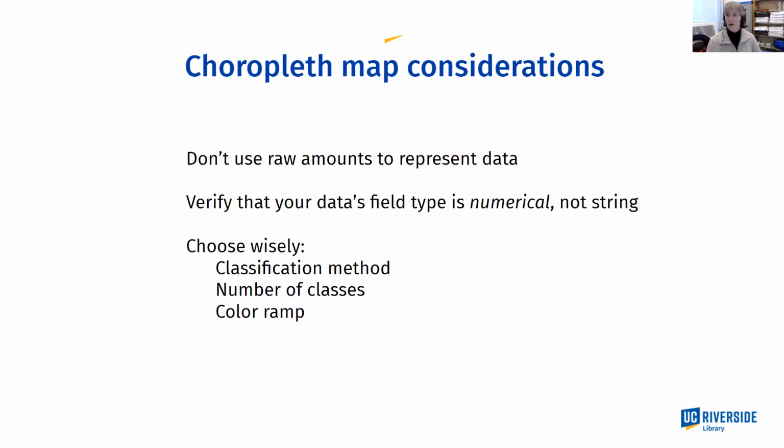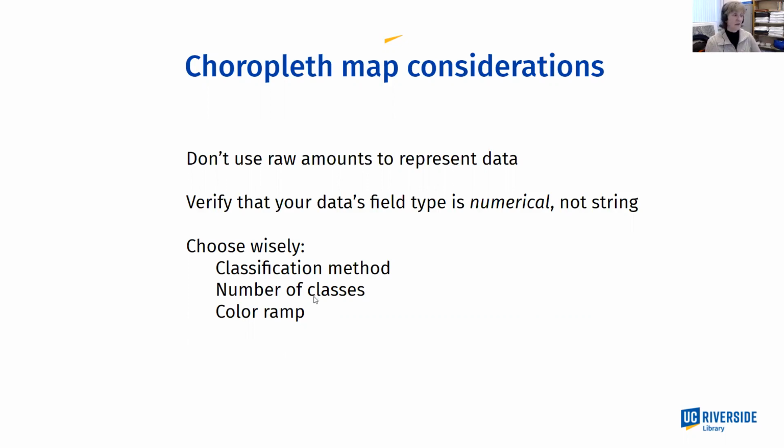So here are some things to think about when you're making a choropleth map to do it right. You don't want to use raw amounts, again emphasizing that because it's important. You want to make sure that your data's field type is numerical and not string. And then choose wisely, and I've got some resources on a resource slide coming up that talk about this. What classification method you use, whether it's equal interval or quantile or Jenks or natural breaks. There are all different ways you can break up the distribution of your data, and you want to choose one that really makes sense for the data that you have.